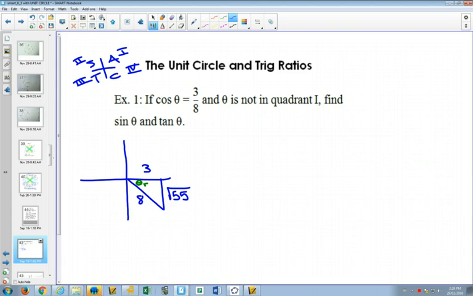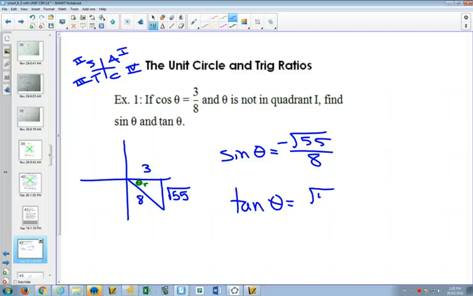Now, if we want to find sine of theta, well, you know that sine of theta is opposite over hypotenuse, so it'll be root 55 over 8, but because it's in quadrant 4, it will be negative. And tan of theta, because it's opposite over adjacent, will be root 55 over 3, and because it's in quadrant 4, it will be negative.